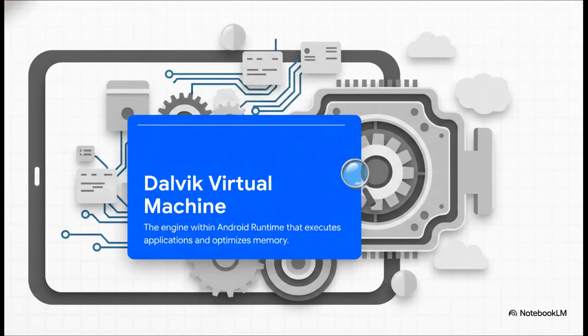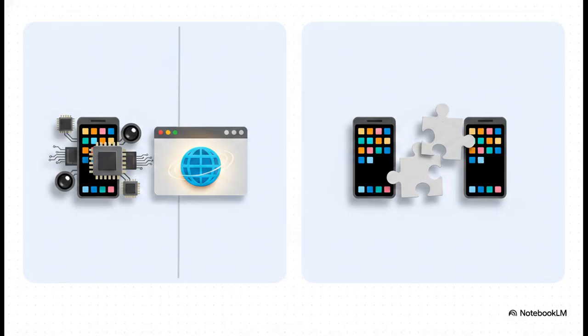Now, zooming in on that engine room for a second, a concept examiners absolutely love to test is the Dalvik virtual machine, or its modern upgrade, ART. Basically, this is a highly specialized engine. It translates and runs your app's code efficiently so it works perfectly on a mobile device, making sure it doesn't just hog all the phone's memory while it runs. It's crucial stuff.